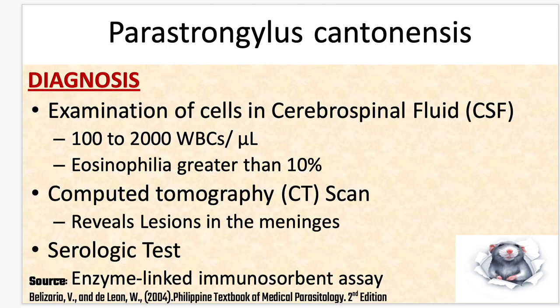So diagnosis will be examination of cells in your CSF. No, usually dami kang WBC doon. That's around 100 to 2,000 WBCs per microliter. And pag may eosinophilia ka na greater than 10%. Then CT scan, merong mga lesion sa iyong meninges. Then serologic test, no? That's your ELISA.